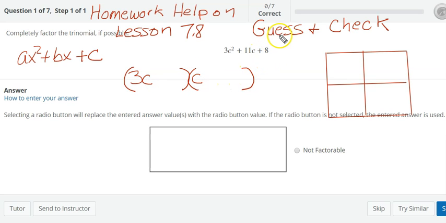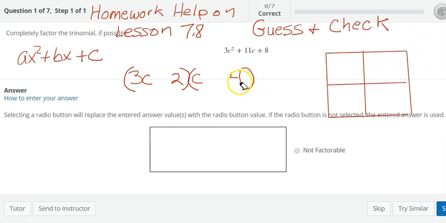Now as we guess and check, we're thinking of 8. Now we can put an 8 there and a 1 there. That would be 25 or something, so that's not good. Now we could put a 4 there and a 2 there. Now this would be 12 and 2. That's 14, so that's not going to work.